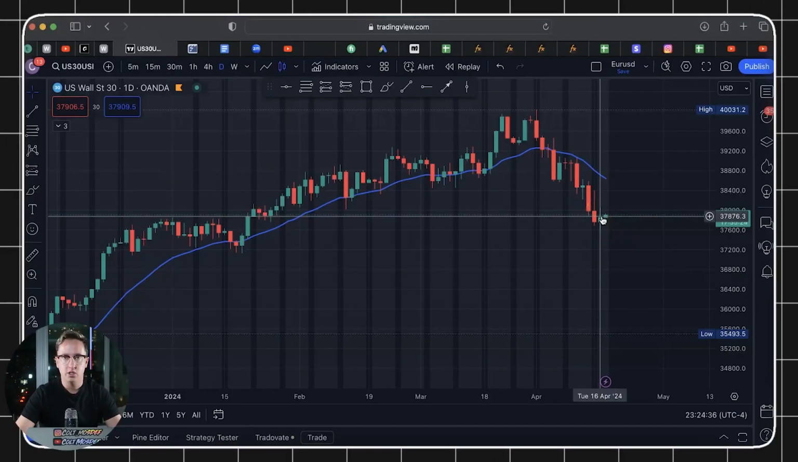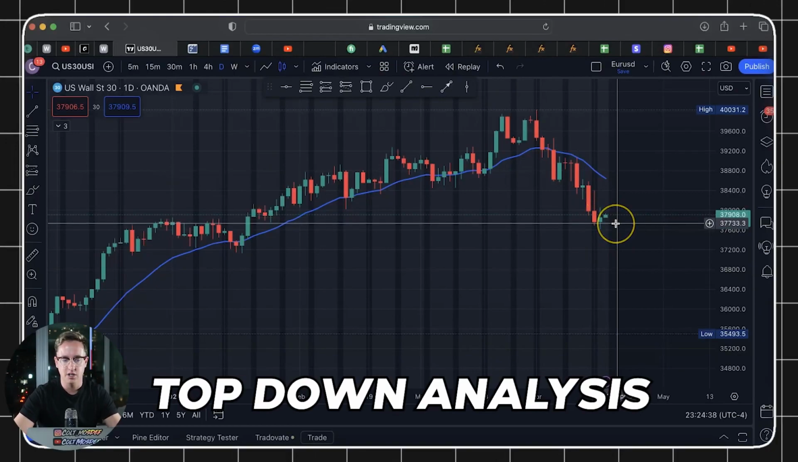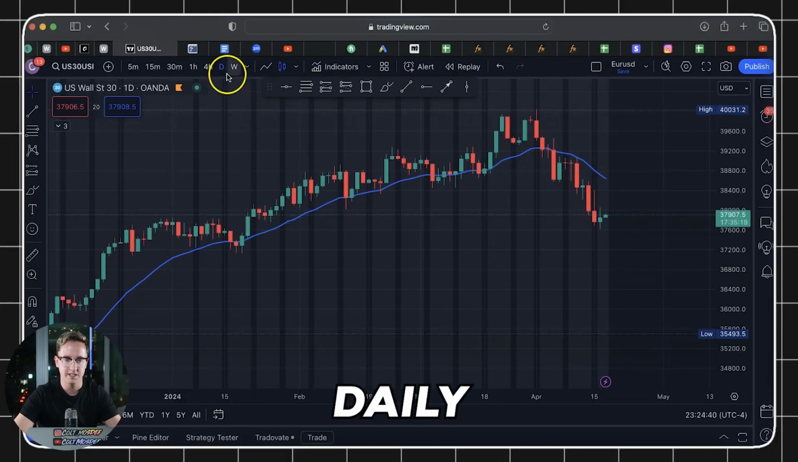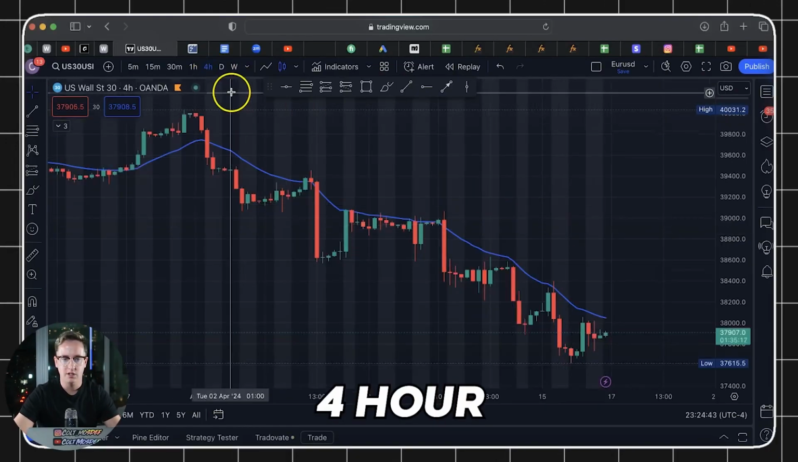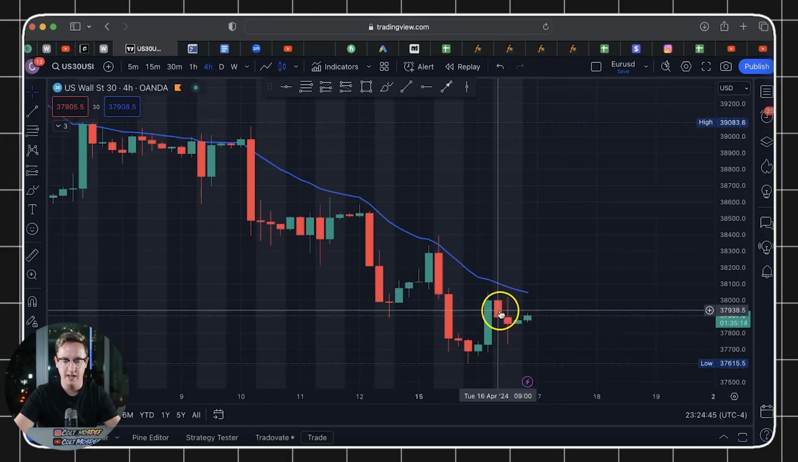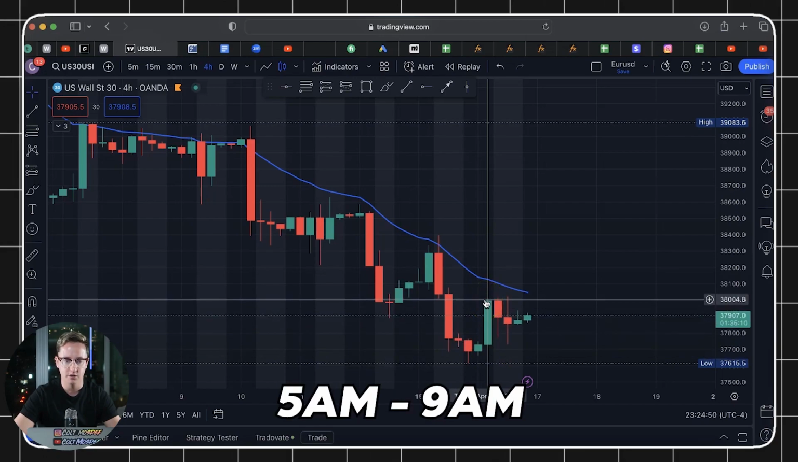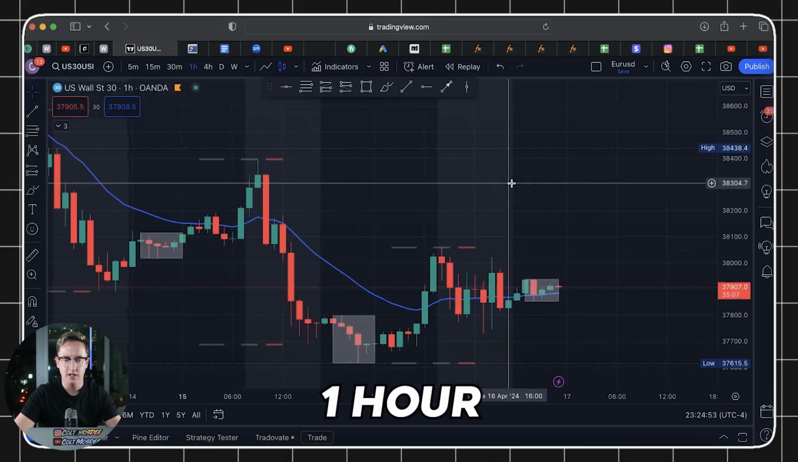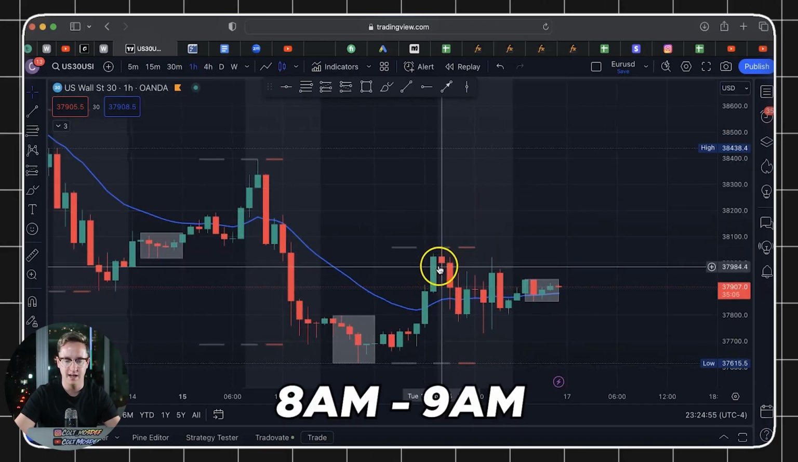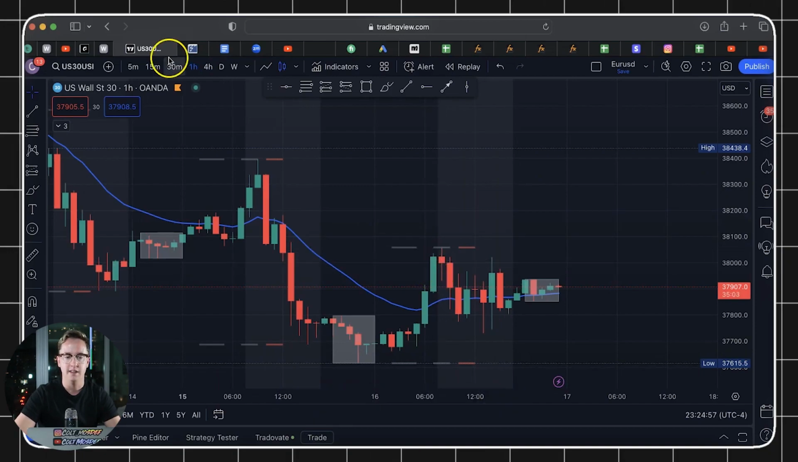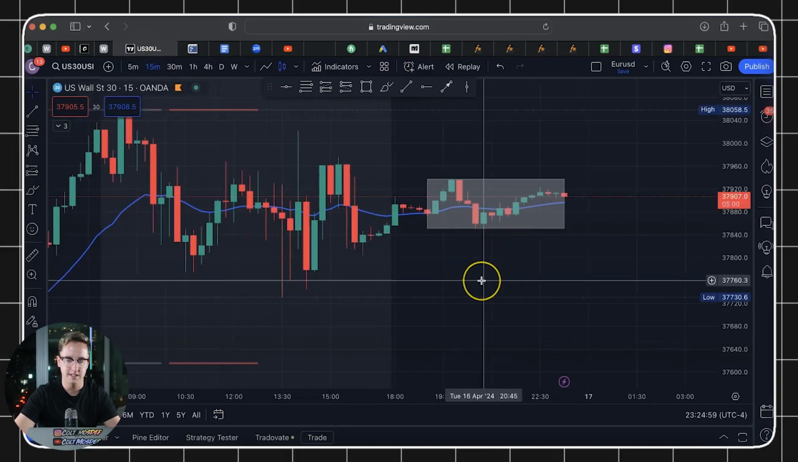Usually before I start trading, what I'm doing is a top-down analysis where I go from the daily to the 4 hour, and on the 4 hour I'm looking at this particular candle right here, the 5 a.m. to 9 a.m. candle, and then I go to the 1 hour and I'm usually looking at the 8 a.m. to 9 a.m. candle, and then I usually end on the 15 minute time frame.